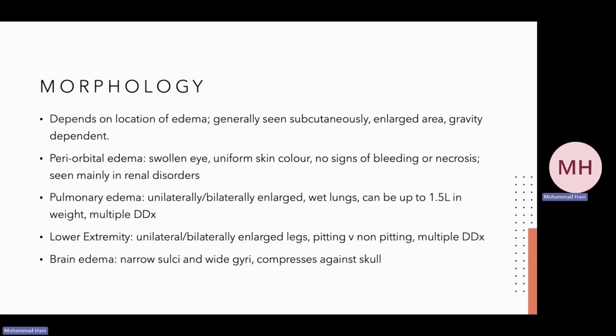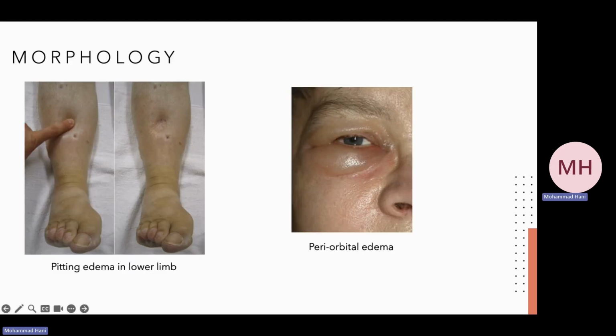Here are a few pictures. As you can see, this is the pitting edema in the lower extremity. It leaves a pit. We discussed the reason why there's a pit. And this is periorbital edema over here. You see it accumulates generally on the lower side of the orbit because of gravity dependence.